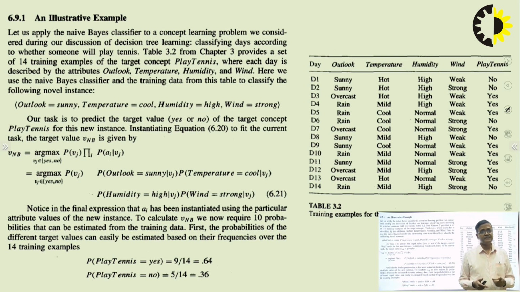So for each of these attribute probabilities, we will have two probabilities to consider: one when vj is observed as yes, and the other when vj is observed as no. So when vj is yes and when vj is no, what is the probability of outlook equal to sunny, what is the probability of temperature equal to cool, what is the probability of humidity equal to high, and what is the probability of wind equal to strong.